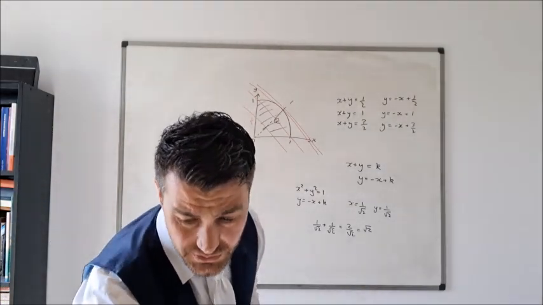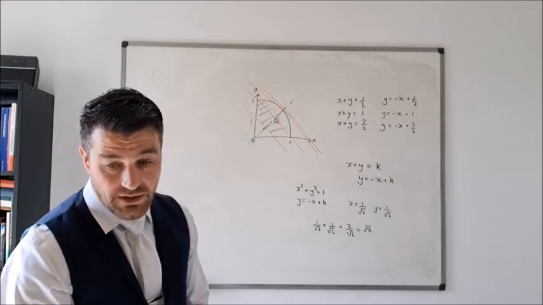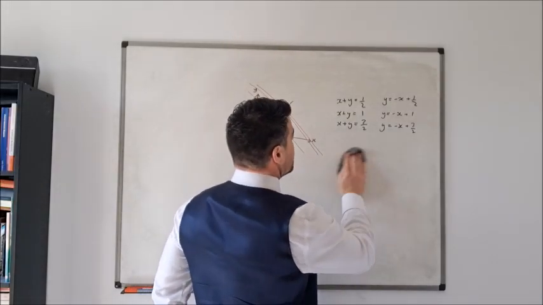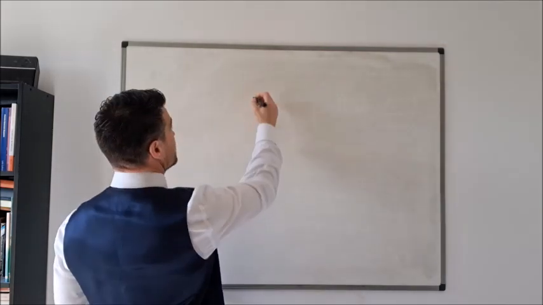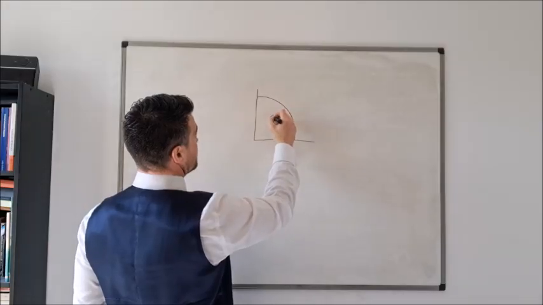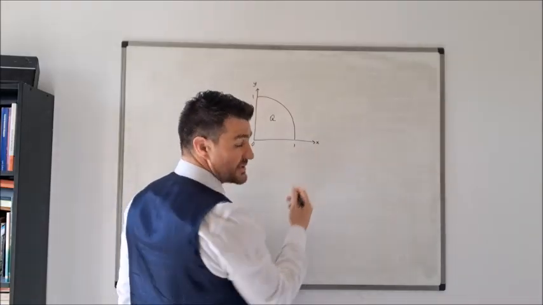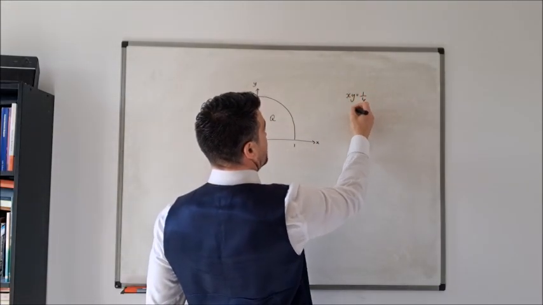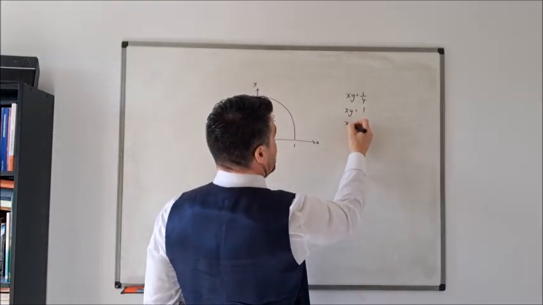So now we move on to part 2. Let me scroll down a little bit. On the axes in figure B, sketch the graphs of... I'm going to need another graph. So here we've got Q again, 1, 1, 0, x, y, and here we've got xy equals a quarter, xy equals 1, and xy equals 2.